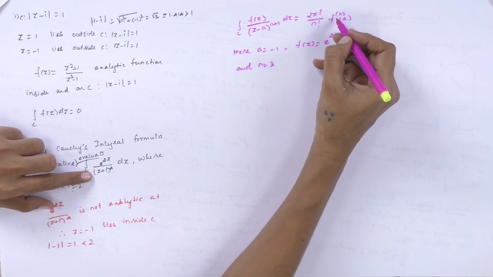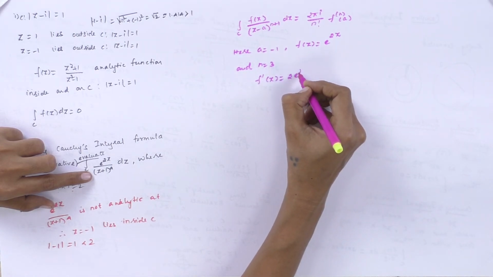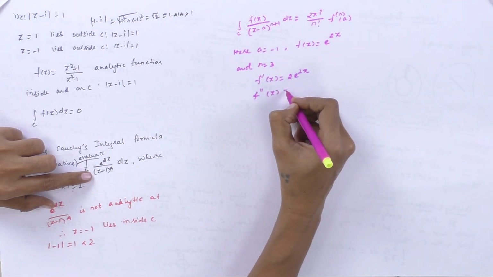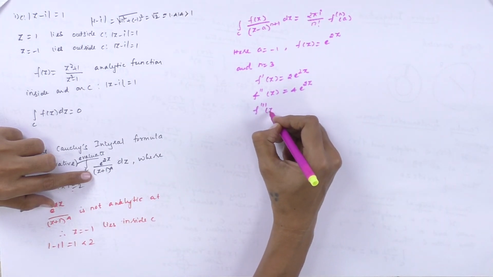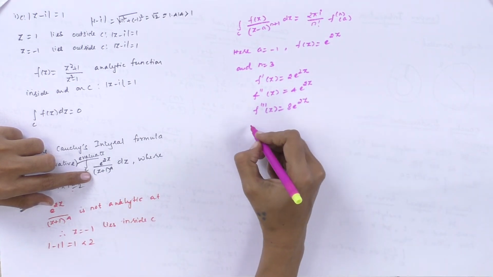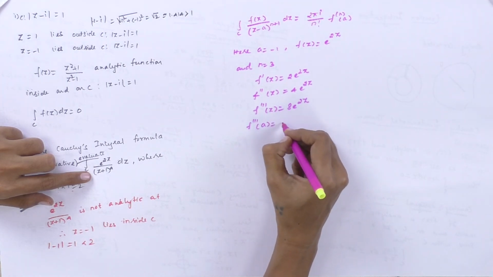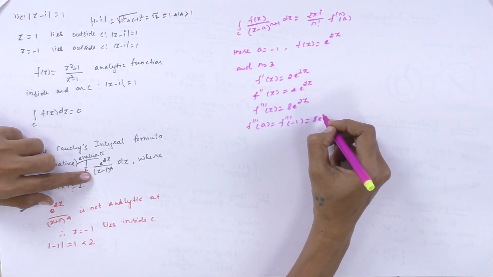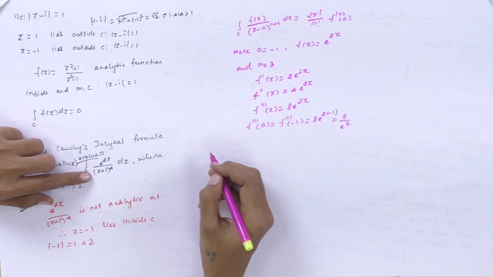Now we can find the third derivative. The first derivative of f is 2 into e power 2z. The second derivative of f of z is 4 into e raised to the power 2z, and the third derivative of f is 8 into exponential of 2z. The third derivative of f at the point z equal to minus 1 is 8 into e power 2 into minus 1, equal to 8 divided by e raised to the power 2.